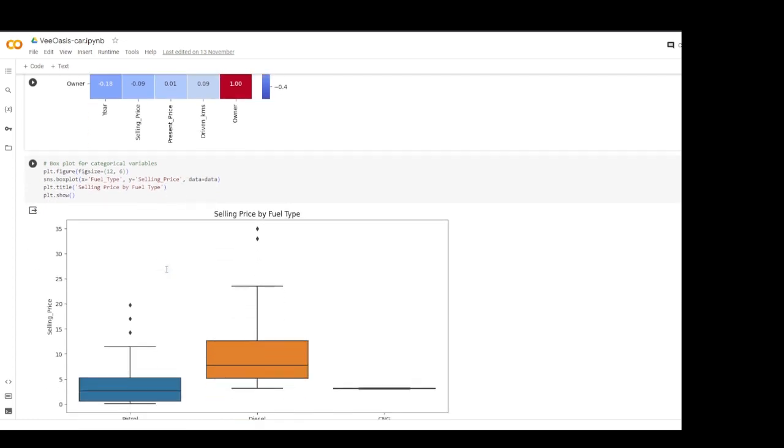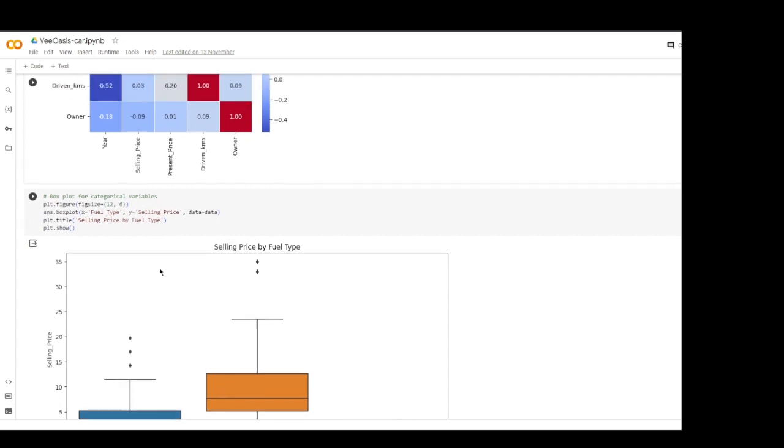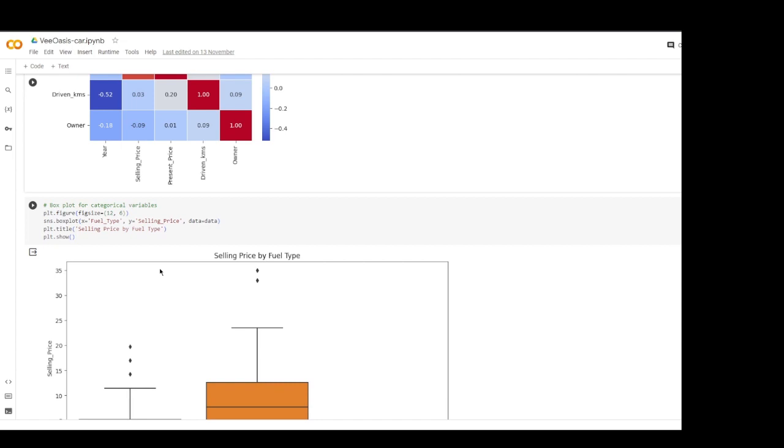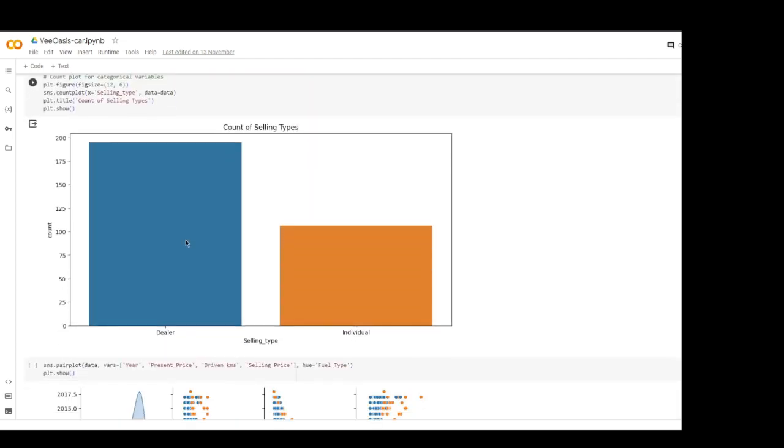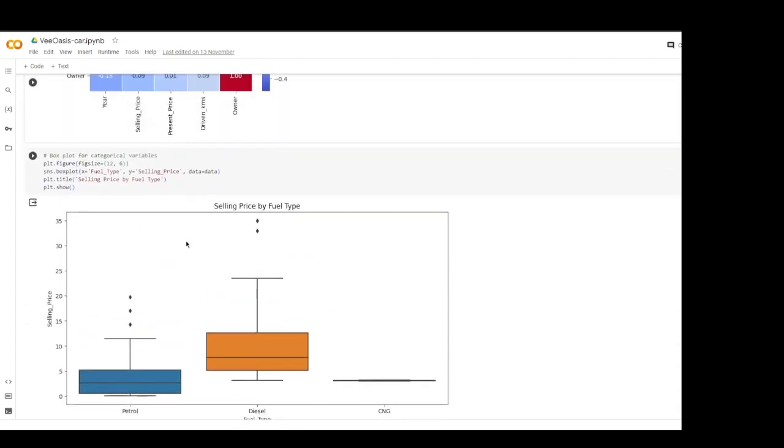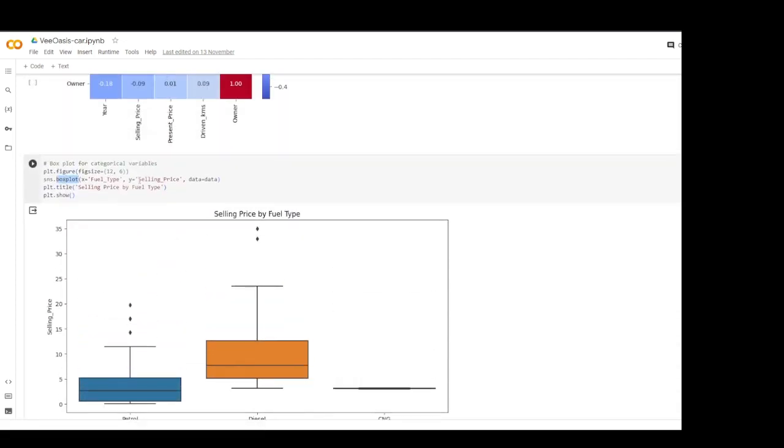Okay. Next, let's go into box plot and count plot. Box plot is used for categorical variables. It helps us in giving means, medians, quartiles, so we can get an idea about the range of your particular variable. We utilize box plots to investigate how fuel type impacts selling price. Simultaneously, the count plot provides a succinct visual representation of the distribution of selling types. We are using the box plot function here. On the x-axis, we have fuel type. On the y-axis, selling price.